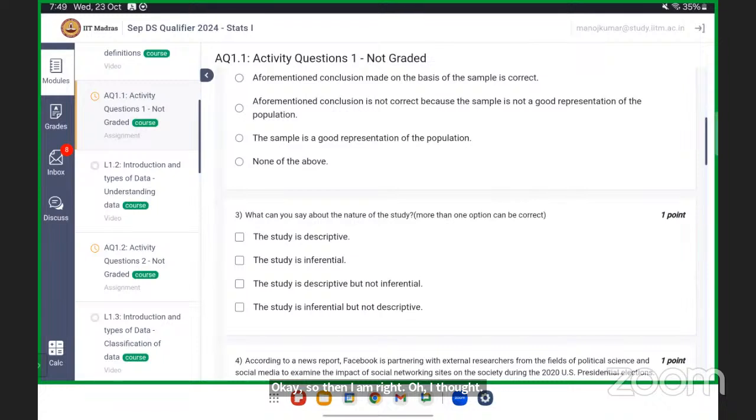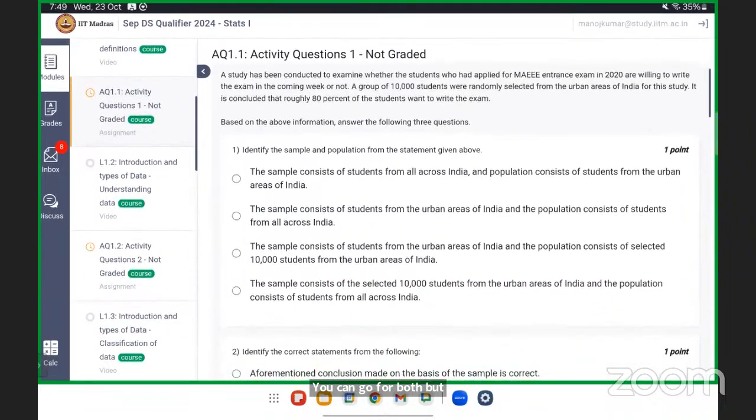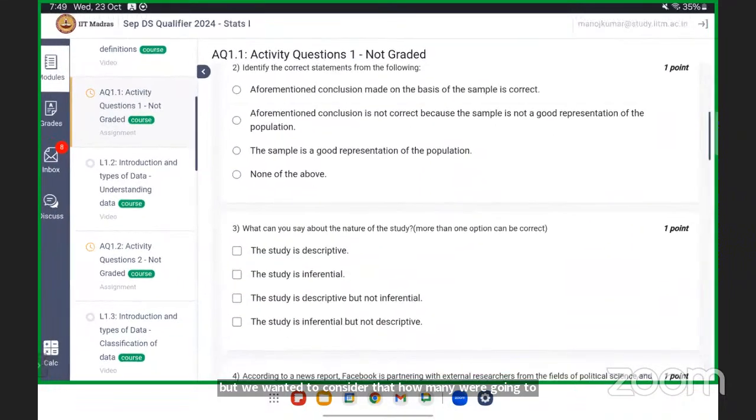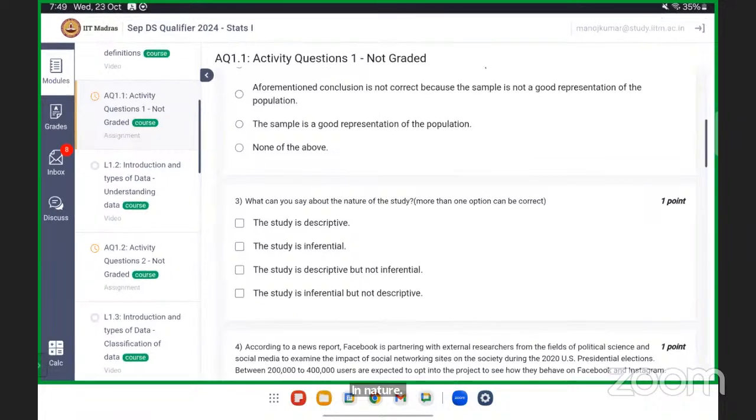That's why I had a confusion, because order-wise, we have to first see if it's descriptive, then inferential, right? Or we can go for both. No, you can go for both, but the study we wanted to conclude how many were going to write the exam from the sample. So that study is inferential in nature, right? Okay, I thought there was some mistake in the words, but the study is inferential. The statement that the study is inferential but not descriptive could be more right.